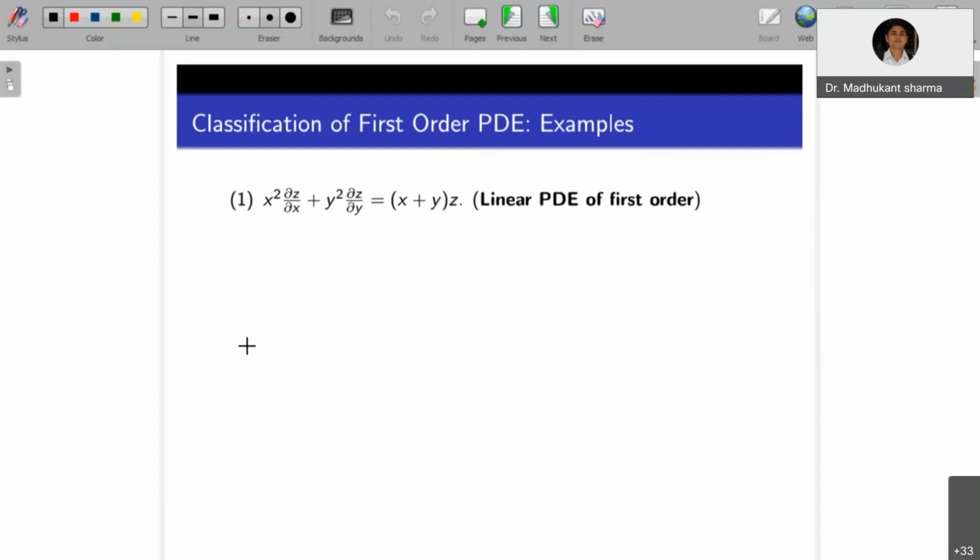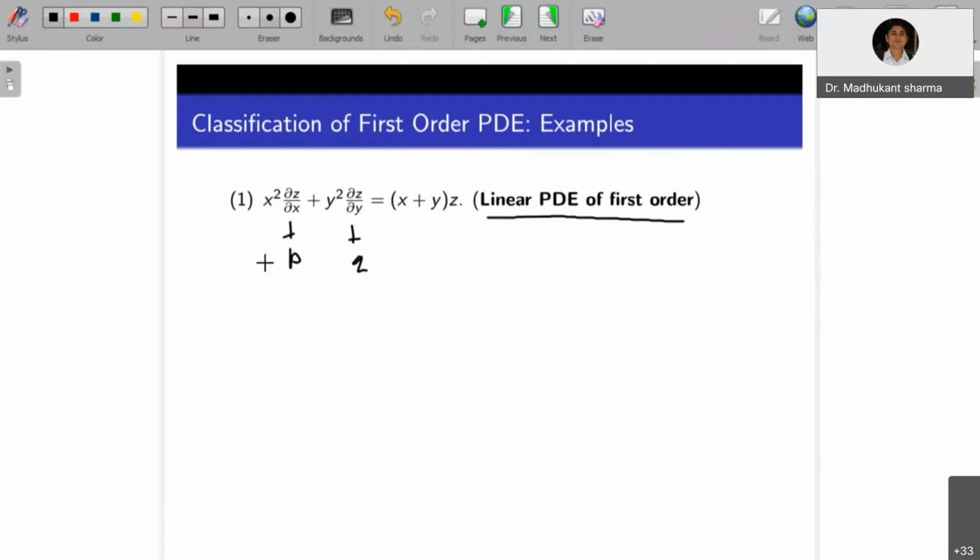So now we'll try to address the classification of first order PDEs by looking at some examples. If you look at this problem, the answer is also given in front of it. But why is it so? Let us see the P and Q coefficients. First you have to focus on the left side. Or you can also focus on the right side, but first focus on the left side.